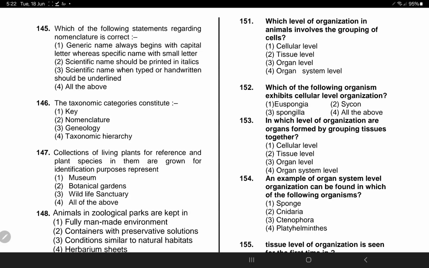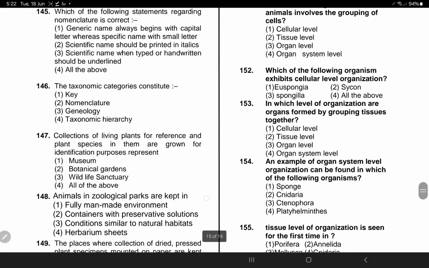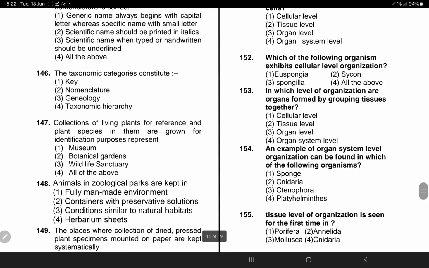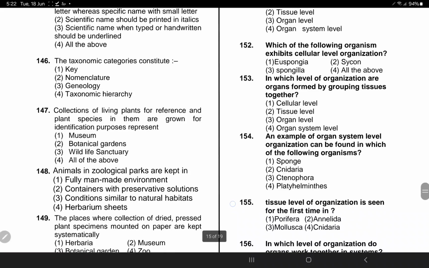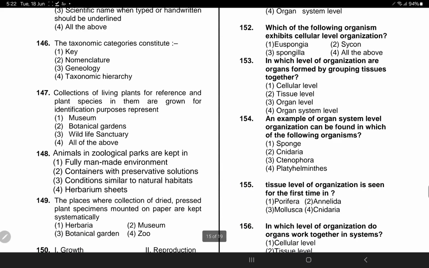The collection of living plants for reference, where plant species are grown for identification purpose, will represent botanical gardens. That is option 2. And next, animals in the zoological parks are kept in conditions similar to natural habitats. Option 3 is correct. A place where a collection of dried, pressed plant specimens mounted on paper is kept systematically is herbaria. Option 1 is correct.